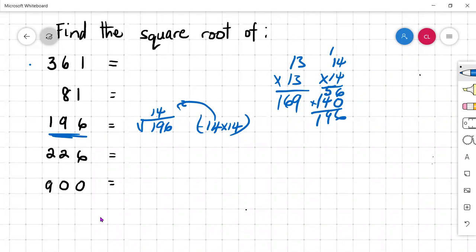Understood? Yes, sir. And based on what we said already, we know the square root of 81. That would be what? 9. Okay. So this is 9. All right, so we know those already.